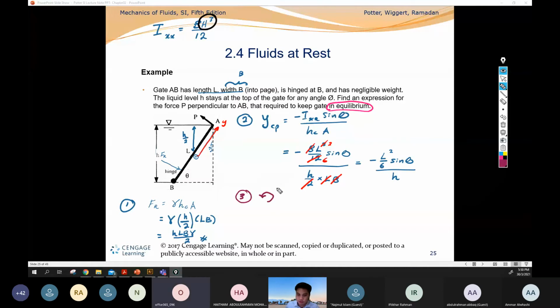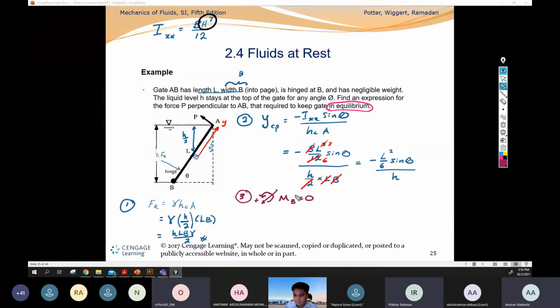This is our direction of moment. Anti-clockwise is positive. Can you see, when I rotate with my right hand rule, our thumb is pointing upwards. Pointing upwards is positive. Summation of moment at point B equals 0. Anyone have taken Statics subject? Yes, Statics. Yes, doctor. If you have taken Statics, I believe you understand.